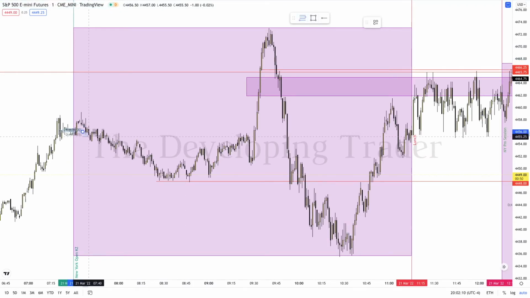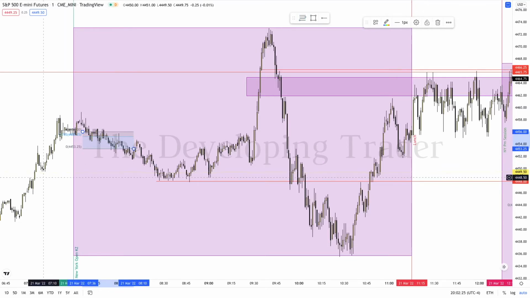Take a look here. We have a break in market structure below these lows here, and that could have been an OTE entry right there, targeting these lows with this order block. Let's see if we get any other entries from the OTE setup.